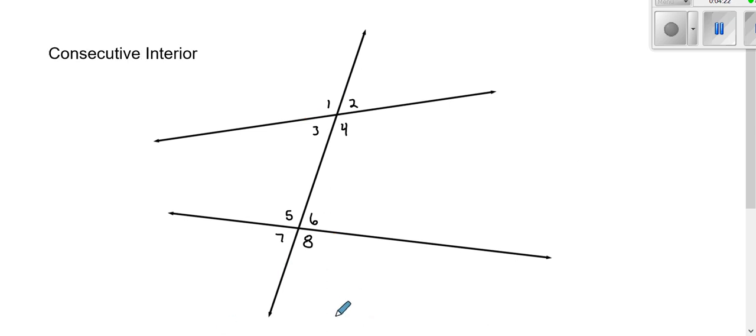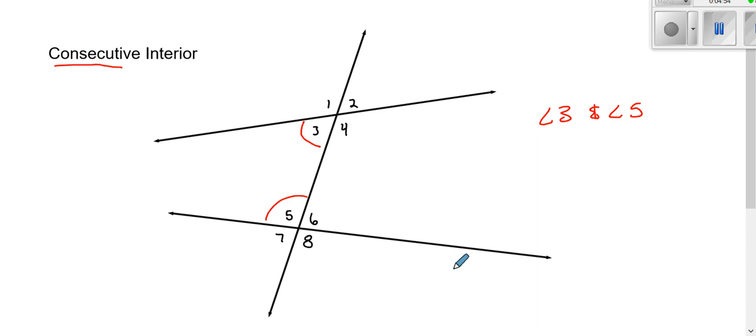The next are what are known as consecutive interior angles. Consecutive means if two things are consecutive, it's one after the other, like the consecutive numbers 2 and 3. Consecutive interior angles are angles that are on the same side. In fact, sometimes they're called same side interior. Consecutive interior, the same side. So 3 and 5 would be consecutive interior angles.